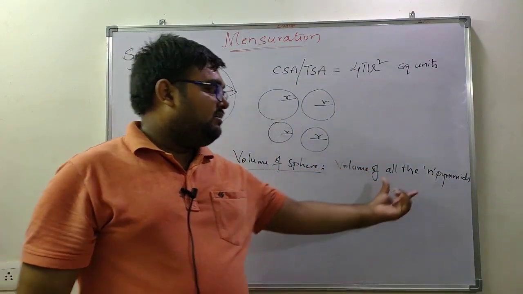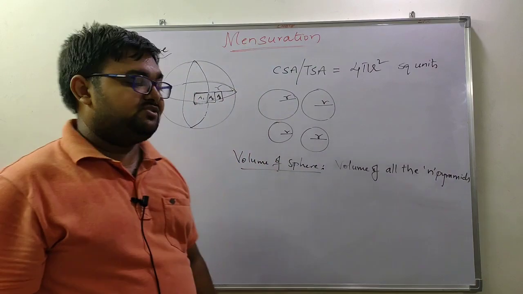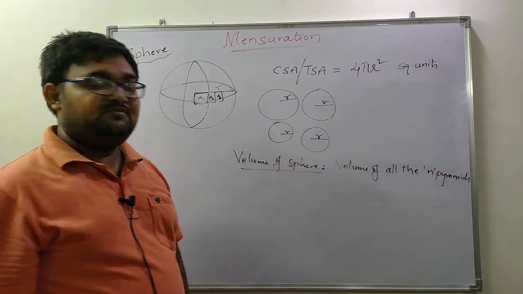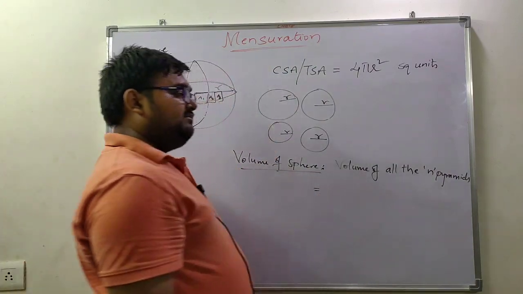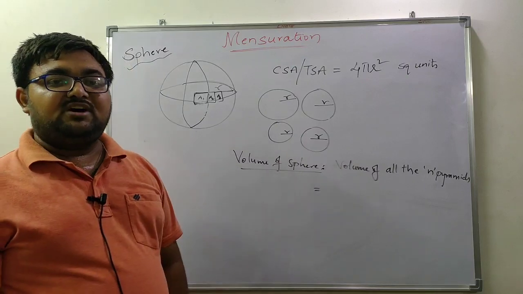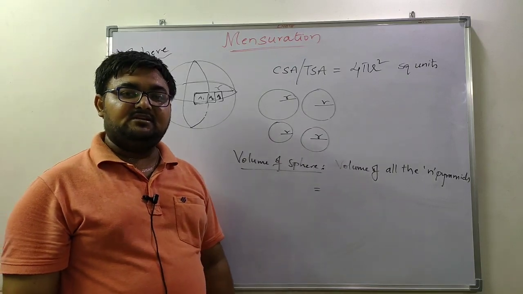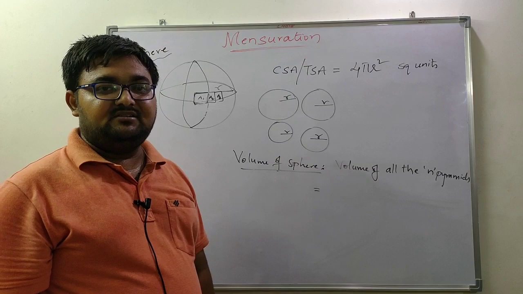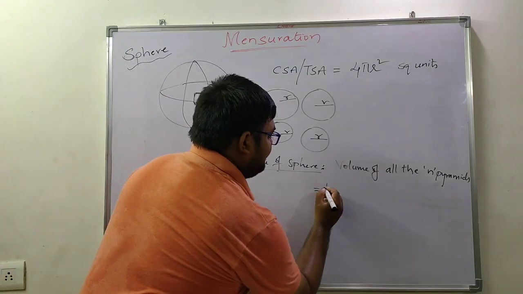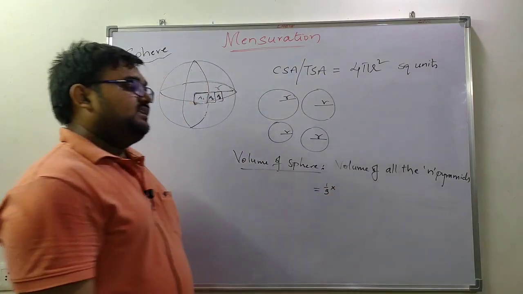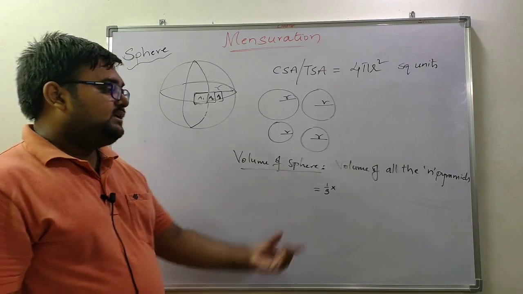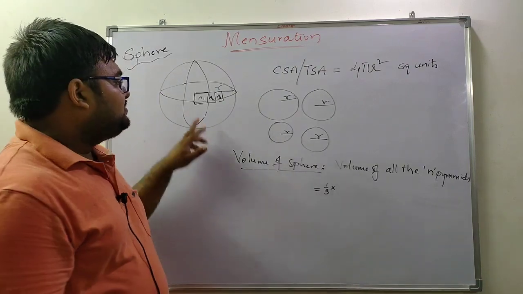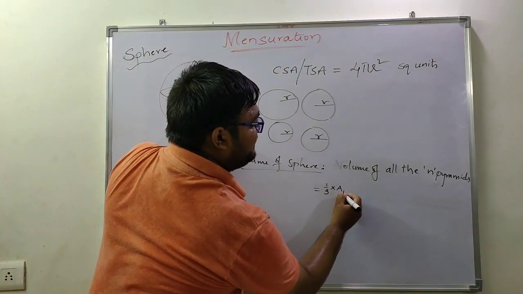So if you consider all the volumes of those n pyramids, then we are going to get the volume of the sphere. What is the formula for volume of a pyramid? Volume of a pyramid is 1/3 area of the base into height. Here, how many pieces are there? We are having n pieces.